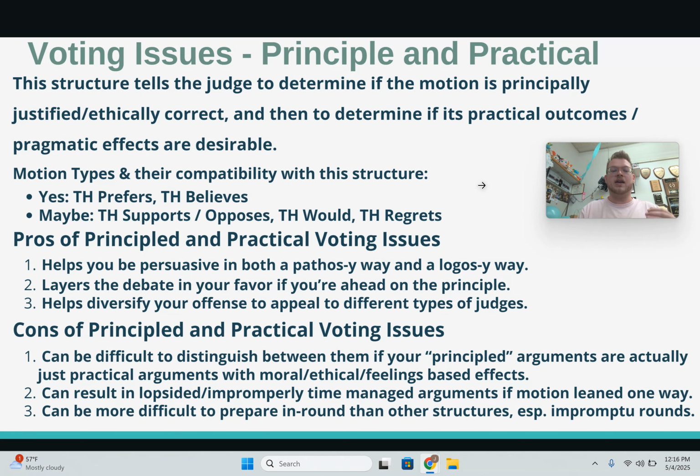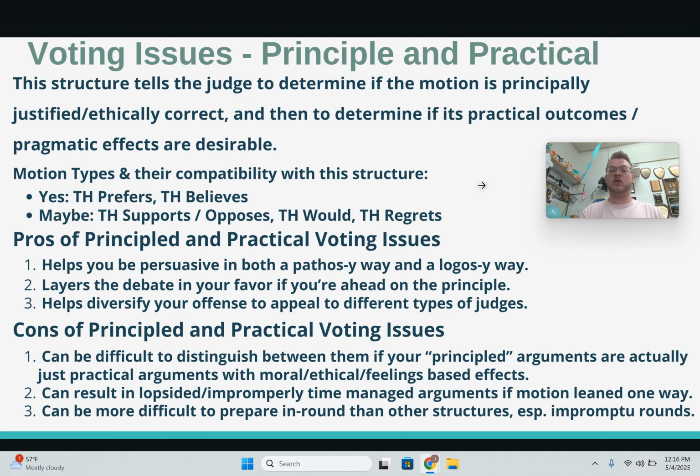Now, the pros of doing a principal practical voting issue is that it helps you be persuasive in a pathosy way and a logosy way, whereas the principal is more pathos, the practical is more logos. It helps you layer the debate in favor of the principal if you're ahead on the principal. If you're winning on the principal part of the round and your opponents aren't, then getting the principal out of the way and making it clear that that's the first place the judge votes on can kind of sweep the practical arguments they're winning on under the rug.